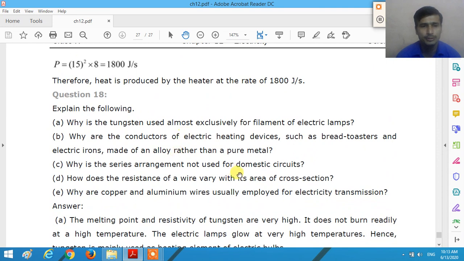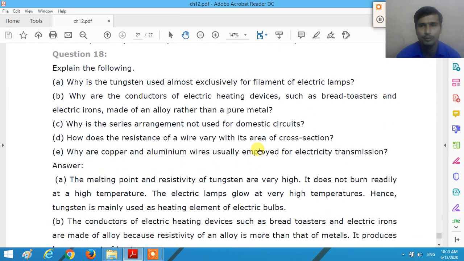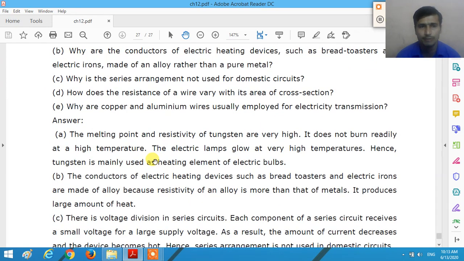Now dear students, we discuss the last question of the exercise, question number 18. Explain the following. First one, why is tungsten used almost exclusively for the filament of the electric bulb? So the answer of this question is the melting point and the resistivity of tungsten are very high. The melting point of tungsten is about 3000 degree Celsius.